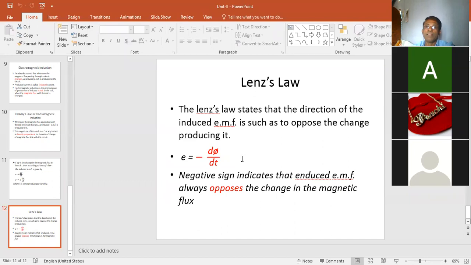Did everyone understand? Self-induction and mutual induction. Does anybody have a doubt?